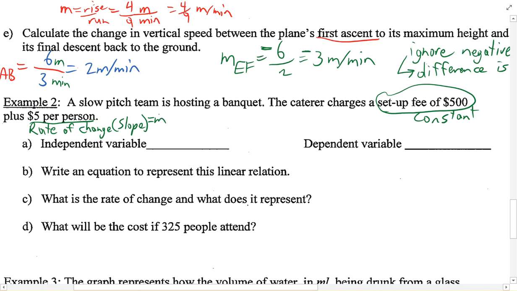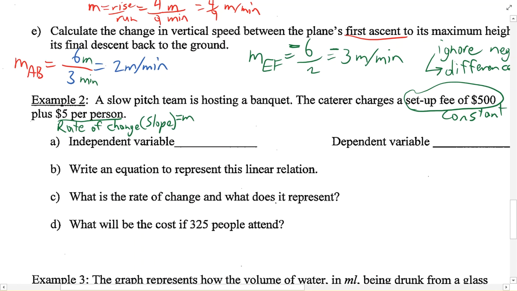So what we're looking at is we're looking at two things. We're looking at cost, and we're looking at number of people. So we have to do a depends on sentence to figure out which ones are dependent and independent variable. So does the number of people attending the banquet depend on the cost?